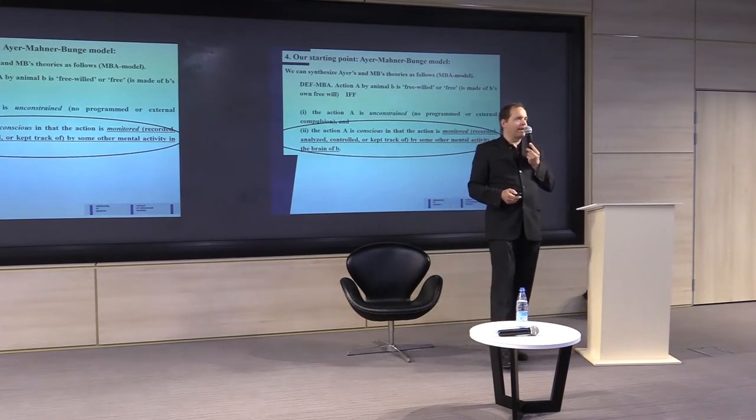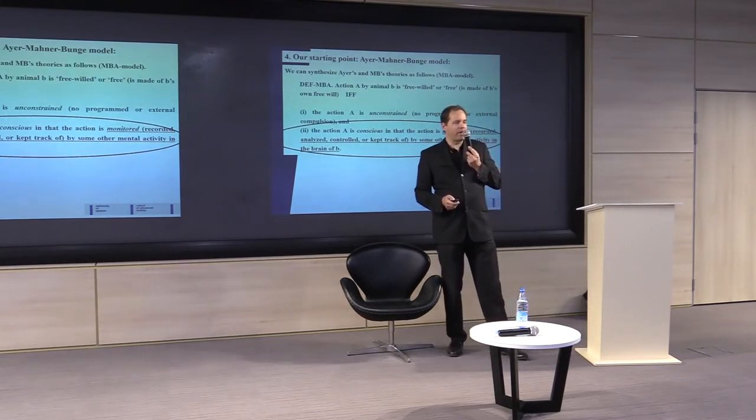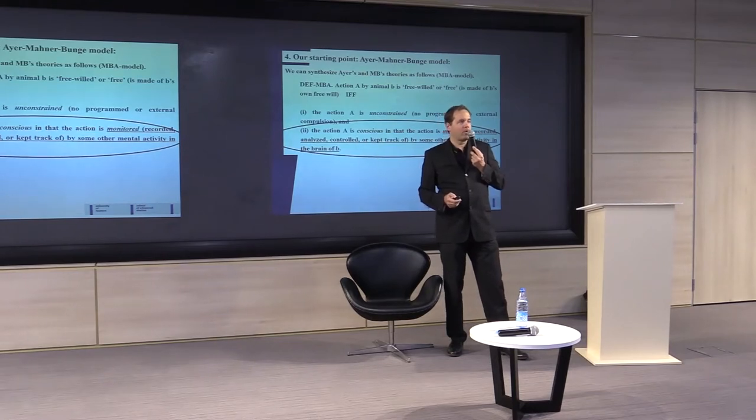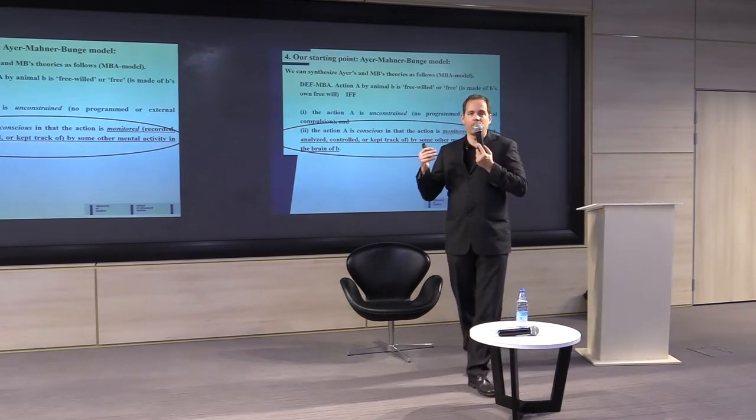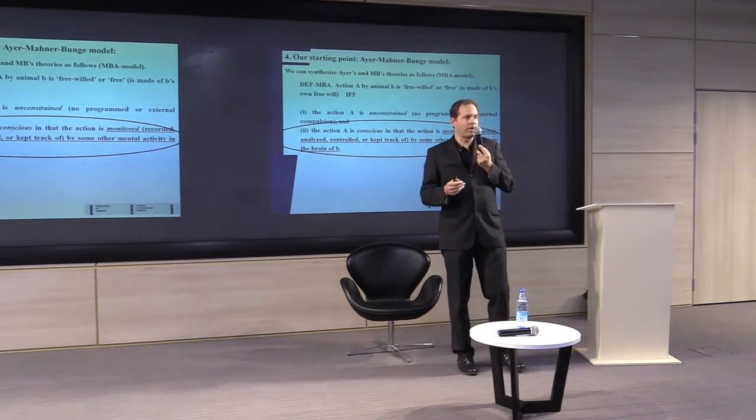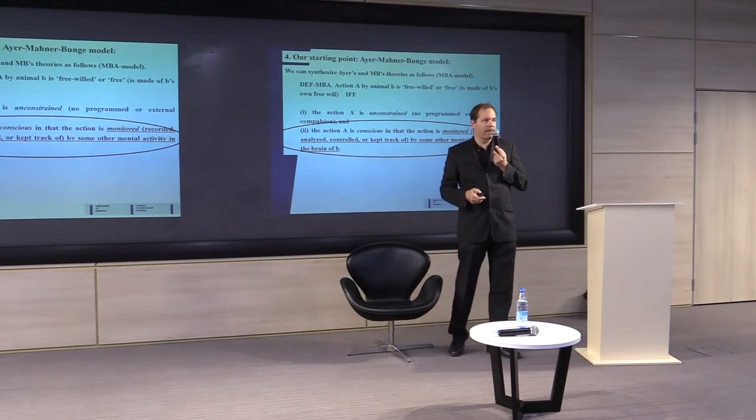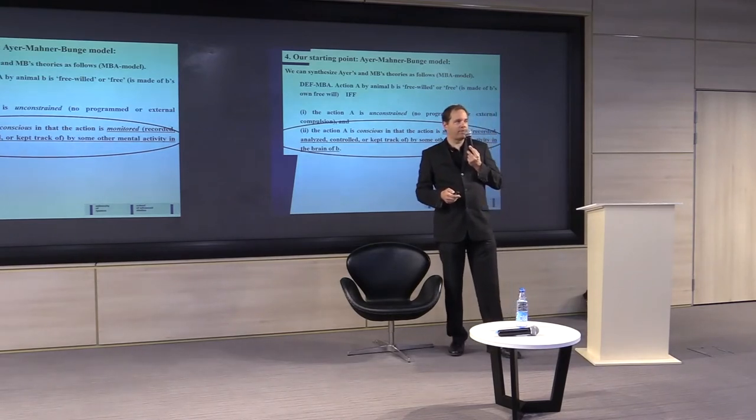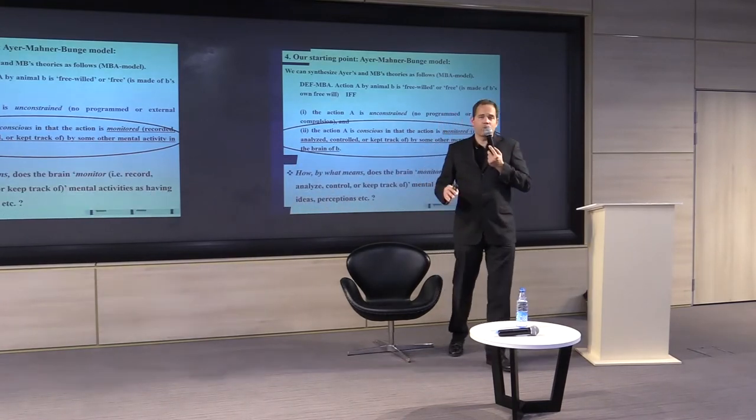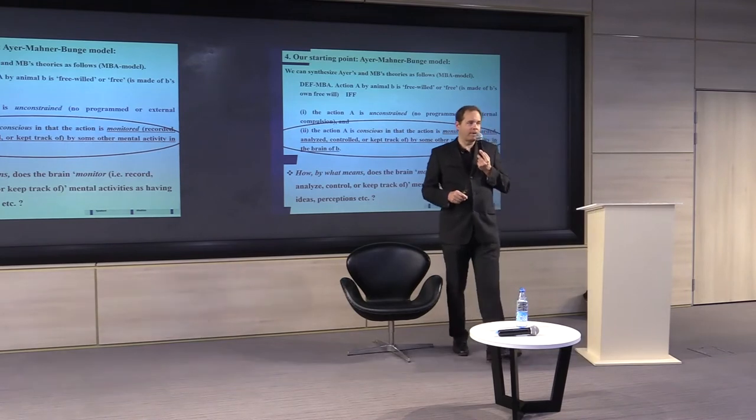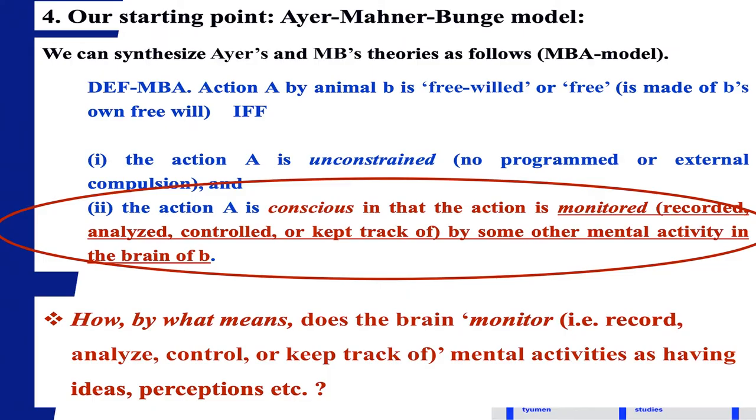So this leads then to this definition that I've already shown you. The action, or it could actually not only be an action, it could also be a thought or a perception, anything that goes on in the brain is conscious if it is monitored by some other mental activity in the brain of B. So this is the model we have accepted.